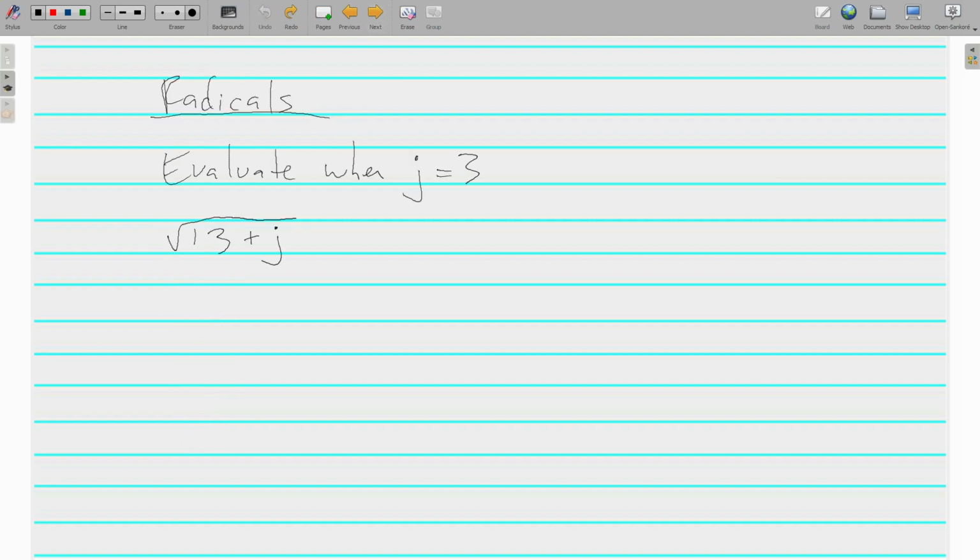And one with radicals. Radical is this check mark sign here, the square root. That sign is called a radical sign. Evaluate when j is equal to 3. So still inside the radical, we've got 13 plus 3, which is going to give us 16. And the square root of 16 is 4. Okay. Technically it's positive and negative 4, but for right now we're just going to stick with the positive square root of 16, which is 4.